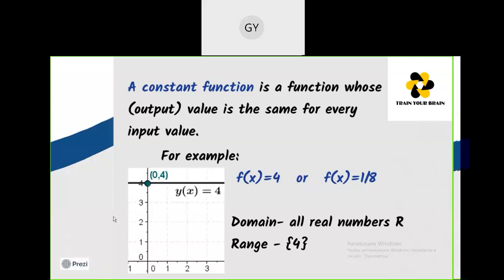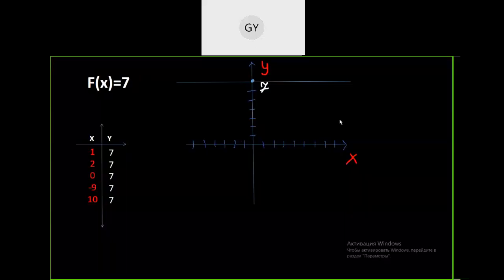This is a graph of this function. Look at this picture. So let's consider the function y is 7 or f of x is 7. Therefore, we can't get different outputs by varying inputs, and that means this is a constant function. And look at this table. As I said, no matter what number we put instead of x, the value of y doesn't change. When we graph all these points, we see that we get a horizontal line like this, and it's the graph of this function.